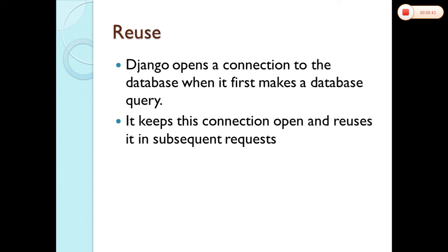Now, Django opens a connection to the database when it first makes a database query, and keeps this connection open and reuses it in subsequent requests. So every time we are not going to send each request, it will directly open the connection and accept any type of models. Once we create the database connection with Django, we can create models in Django. Models are nothing but the database tables in Django.